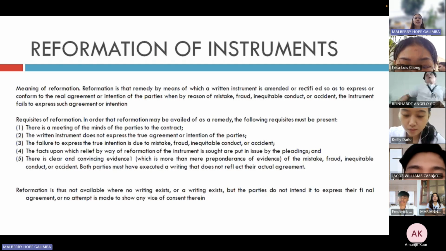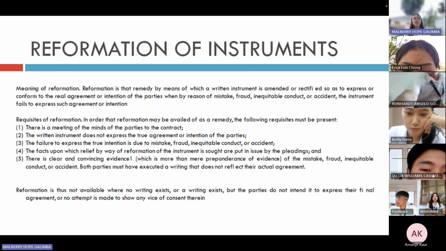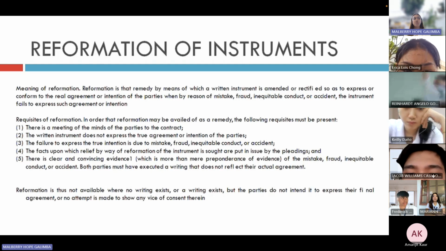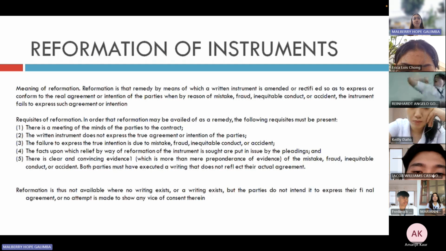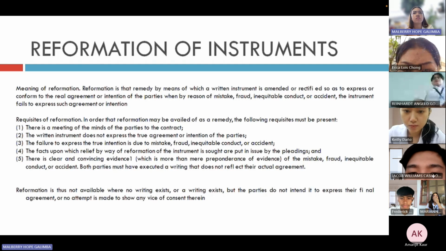Reformation is not available where no writing exists, or a writing exists but the parties do not intend it to express their final agreement, or no attempt is made to show any vice of consent therein. Reformation is not available if the parties did not agree, that is not what they agreed on. Okay? Or if there is no written instrument, or there is a written instrument but the parties do not intend it to express their final agreement, then it is not available.